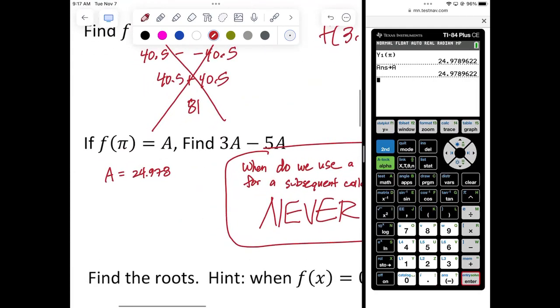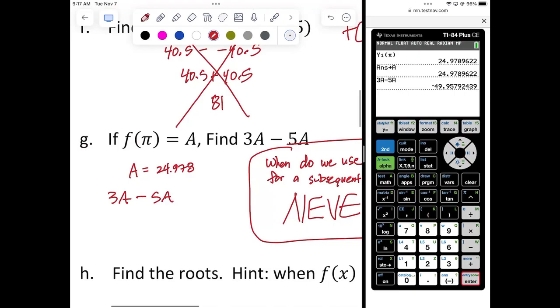All right, so now, if I wanted to find 3a minus 5a, I could just type it into my calculator like that. 3 alpha a minus 5 alpha a, and the calculator is going to use the stored value with all the decimals. And now I get negative 49.957. There's your answer.